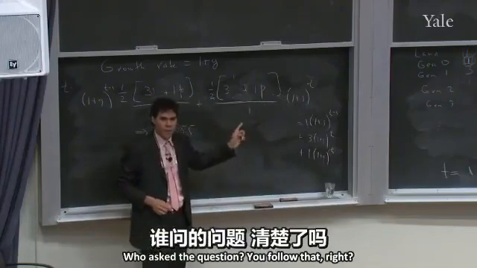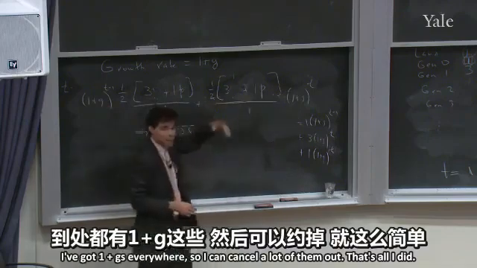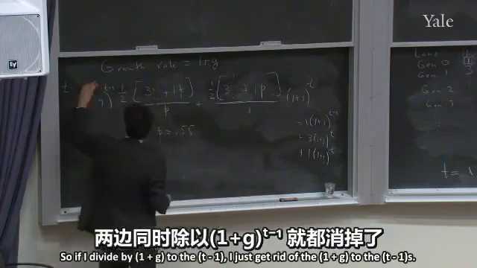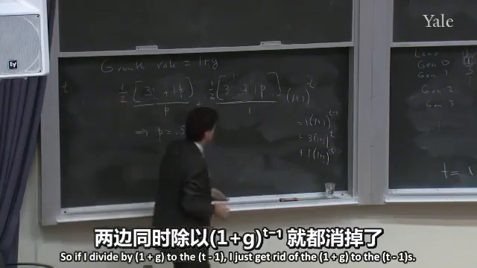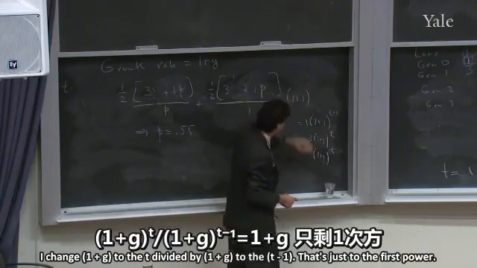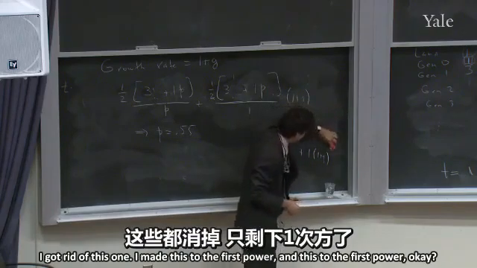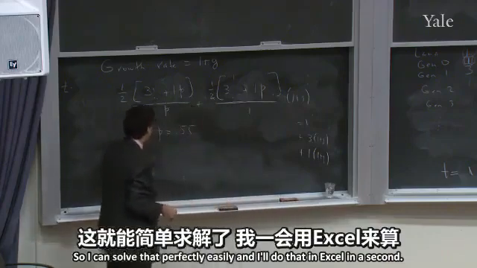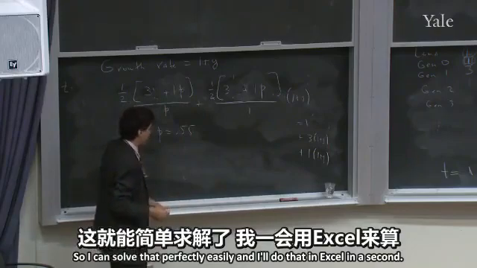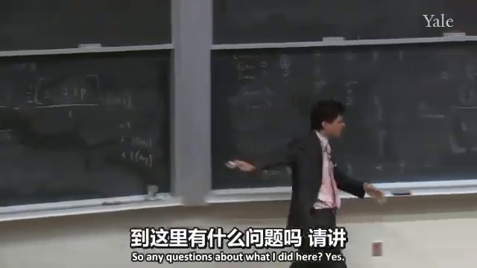So who asked the questions? You followed that, right? So now I can simplify. I've got 1 plus g's everywhere, so I can cancel a lot of them out. That's all I did. If I divide by 1 plus g to the t minus 1, I just get rid of the 1 plus g to the t minus 1s. I change 1 plus g to the t divided by 1 plus g to the t minus 1, that's just to the first power. I got rid of this one, I made this to the first power and this to the first power. Okay, so I can solve that perfectly easily. And I'll do that in Excel in a second. And then we can see what happens to everybody's utility. So any questions about what I did here?